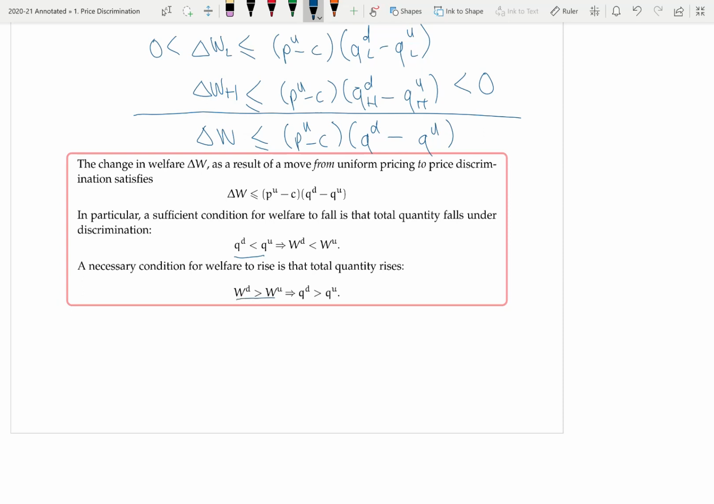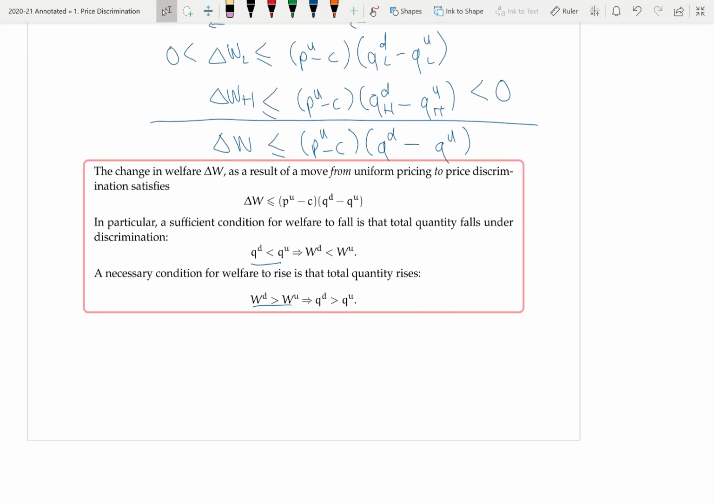Now, when can the welfare be higher under third degree price discrimination? So when can we have WD more than WU? Well, let's look at the inequality. When can this be positive? Well, it can only be positive if this is also positive. That is, if QD is more than QU. So we know if welfare has gone up under third degree price discrimination, it must be that the quantity has gone up. So a necessary condition for welfare to rise under third degree price discrimination is that the total quantity goes up. Again, just because third degree price discrimination has this bad effect of distributing a given quantity inefficiently.